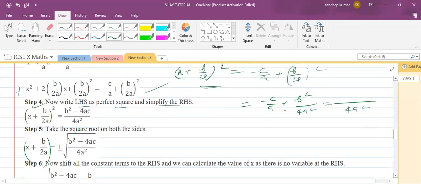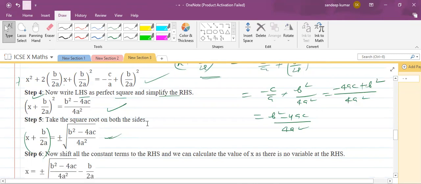Okay, 4a square divided by a, you will get 4a into minus c, so minus 4ac, plus 4a square divided by 4a square, you will get 1 into b square, which is b square. So what we are getting on the RHS is plus b square minus 4ac by 4a square. Same thing is here: b square minus 4ac by 4a square. And if you take the square root on both sides, the square will get cancelled. That is equal to the square root of b square minus 4ac by 4a square.